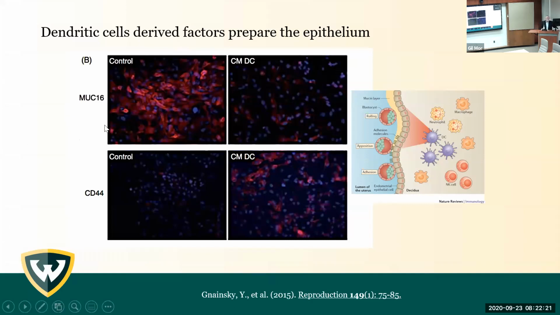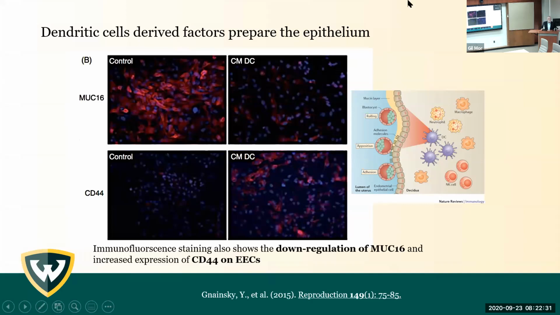So what we did is we took epithelial cells, surface epithelial cells, and we tested for what I mentioned to you. Do they express the mucin, that's mucin 16, and do they express adhesion molecules such as CD44 or alpha V beta 3? I'll show you here only two.